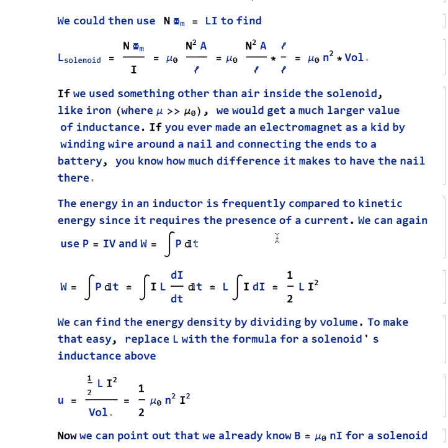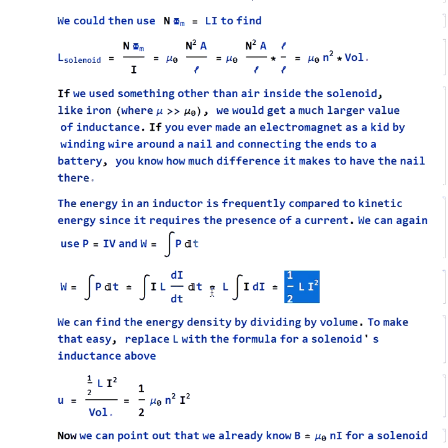Now, the energy in an inductor a lot of times is compared to kinetic energy, since we have to have motion, we have to have a current. We can figure out this energy by using P equals IV like we've done before, and energy is the integral of power over time. So we write this, our current is I, our EMF we saw earlier, L di dt. We do this integral, and of course in physics we can treat these things like fractions and multiply them, cancel them. We get L integral of I di, which is a pretty easy integral, 1/2 L i squared.